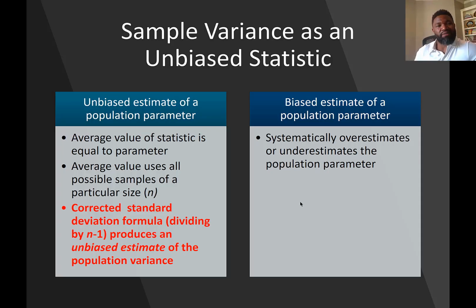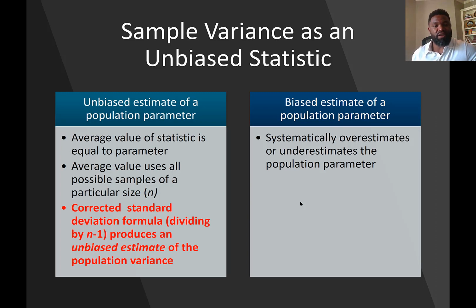The sample variance as an unbiased statistic. So again, when we talk about something being an unbiased estimate of a population parameter, what we mean by that is that the average value of that statistic is equal to the parameter. And we're going to go into this a lot in the next lecture, I believe. So if you don't understand what that means now, and you shouldn't have to really, it's going to become very important down the line.